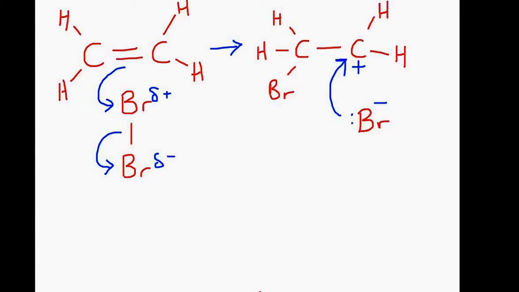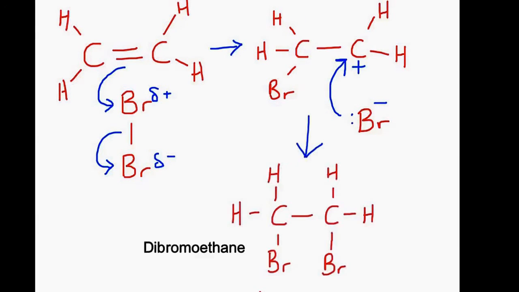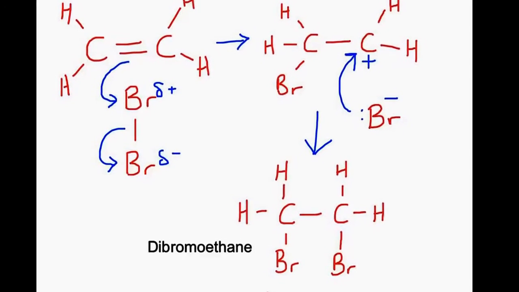And so that bromide ion can now use its lone pair of electrons to form a bond with the positive carbon. And we get our final product, dibromoethane. Correctly, in fact, 1,2-dibromoethane, just to distinguish it from 1,1-dibromoethane.